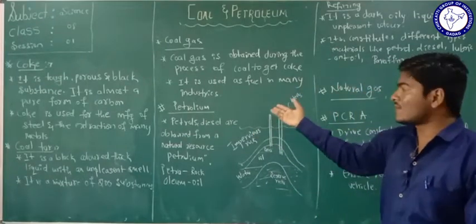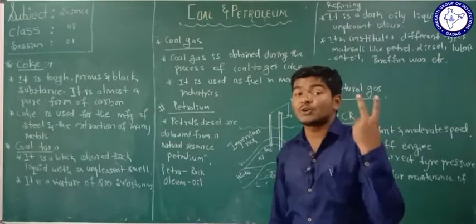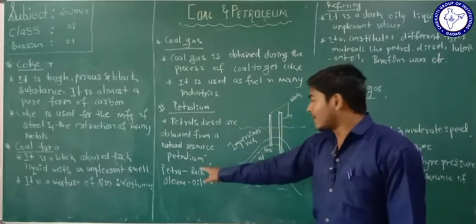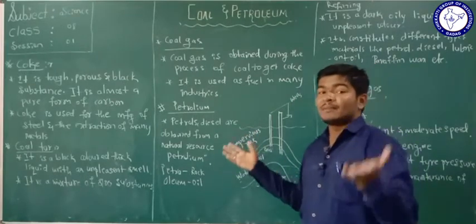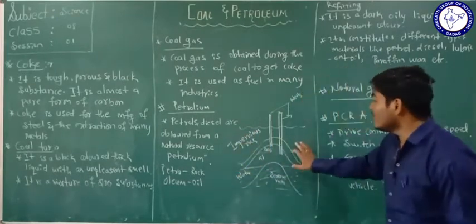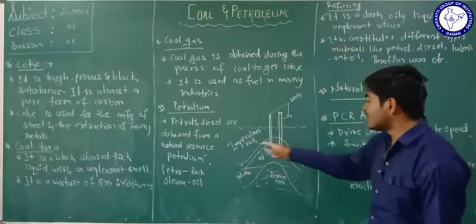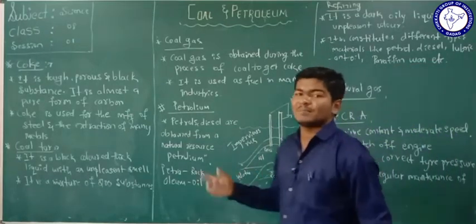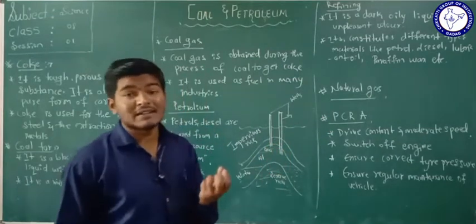Then how does the word petroleum come about? This word comes from two words, petro and oleum. Petro means rock and oleum means oil. The oil which is present in between the rocks is called petroleum. This petroleum is basically a rough oil, generally called crude oil.